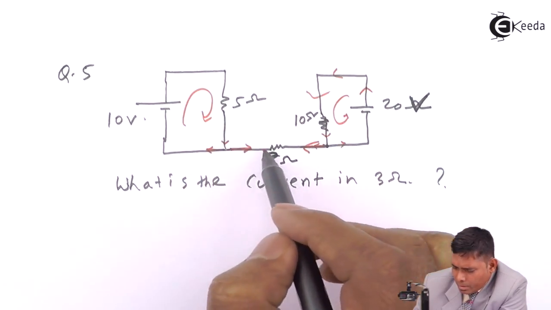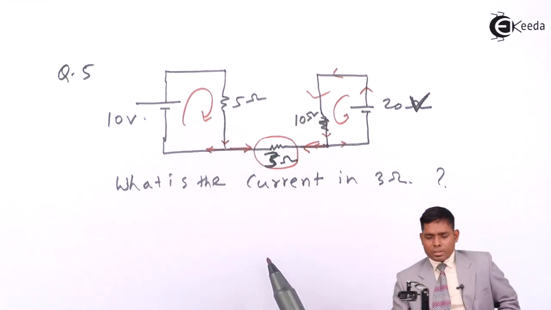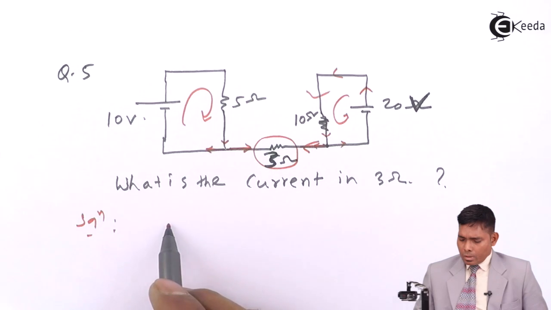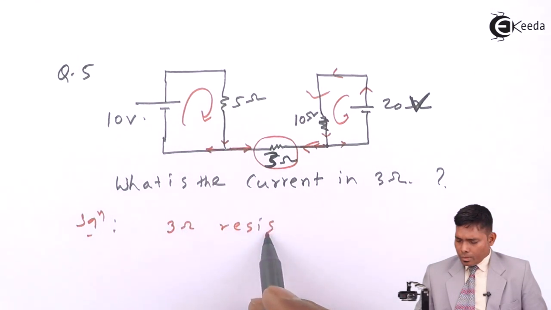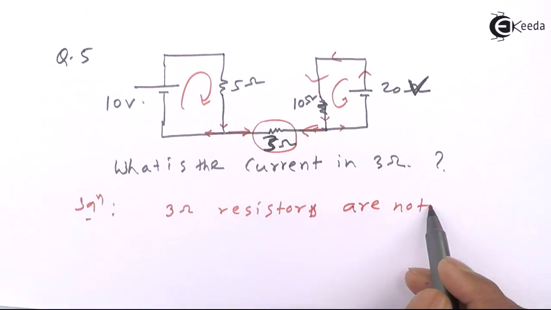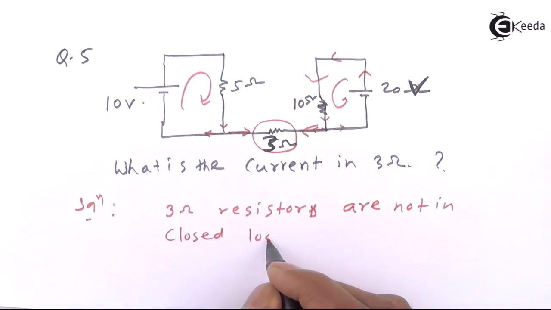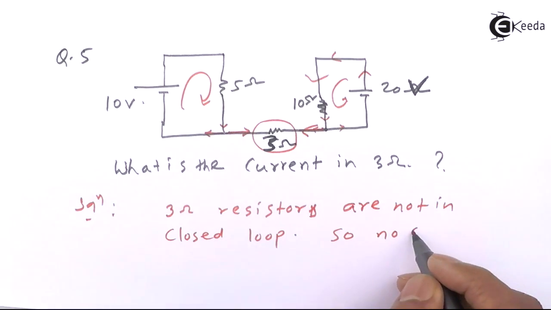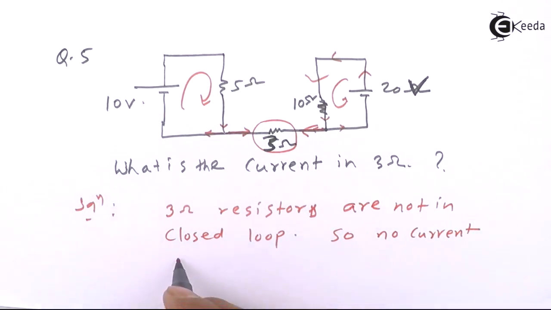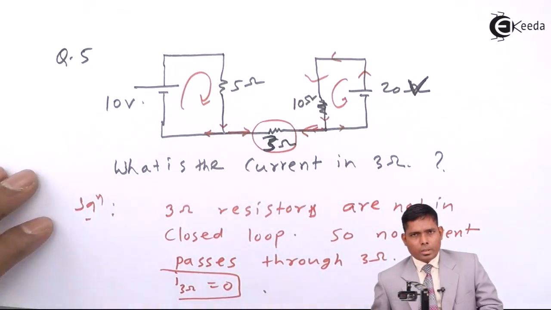Here also it will be like this, but there is no closed path for this resistance. So the 3 ohm resistance is not in a closed path. The solution is that the 3 ohm resistors are not in a closed loop, so no current passes through the 3 ohm. The answer is: I through 3 ohm is 0. Okay.